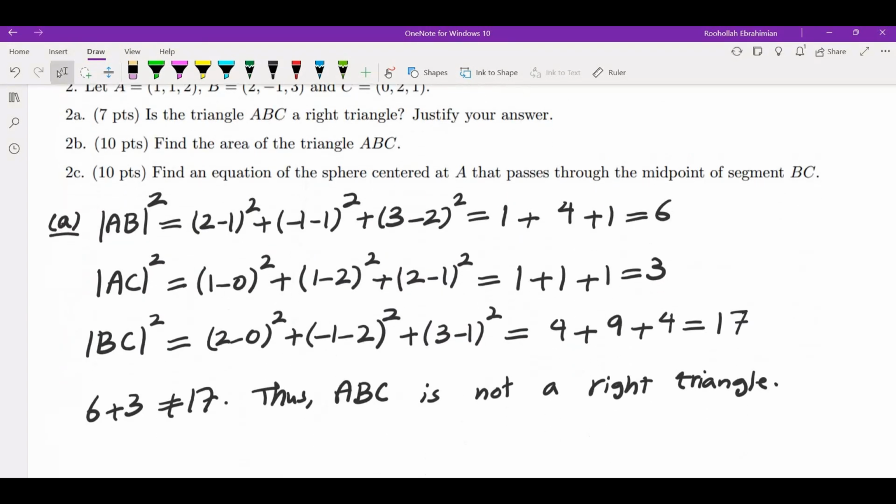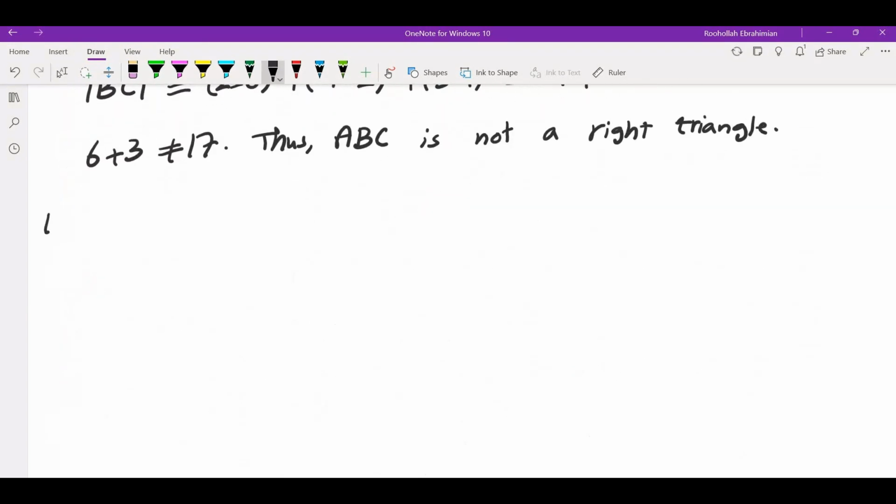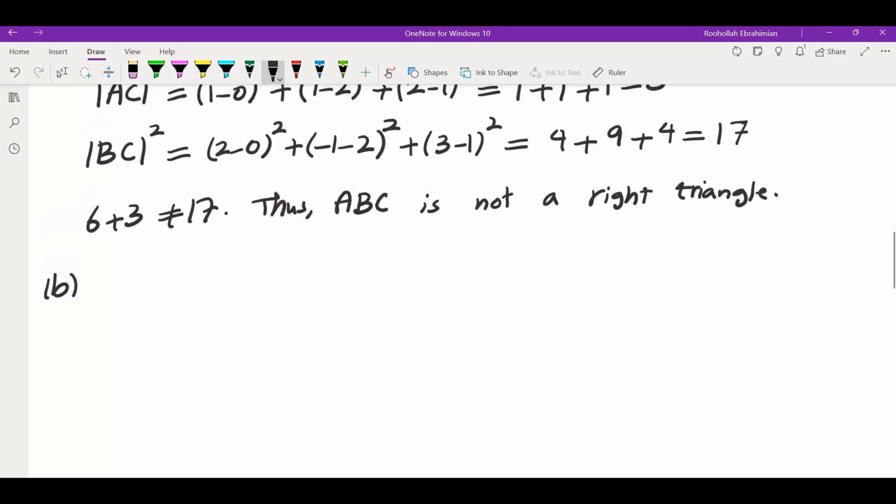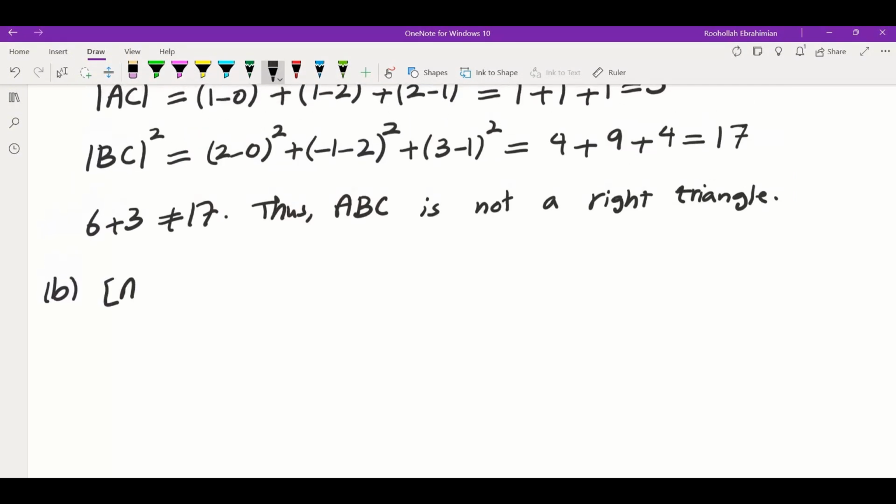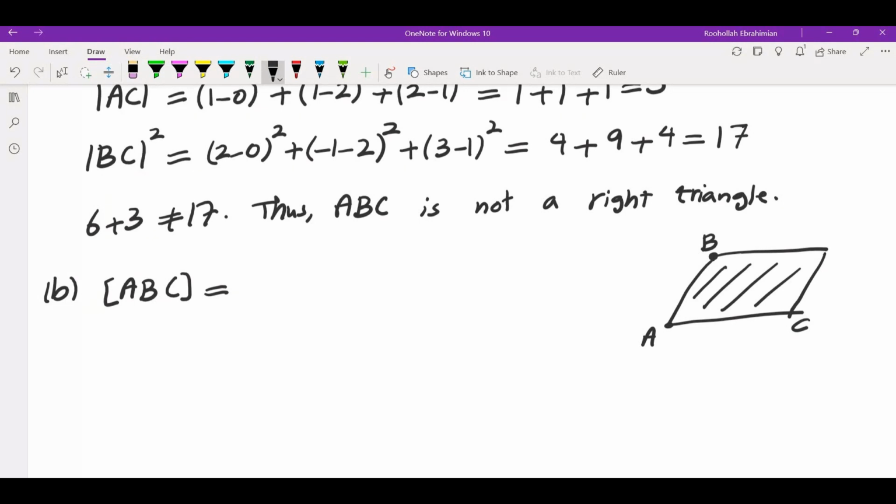Find the area of the triangle ABC. So what's the area of a triangle? If you recall, the area of a parallelogram is the magnitude of the cross product. So if you have 3 points A, B, C, the parallelogram based on this would be the cross product of AB and AC, and the triangle is that divided by 2: the magnitude of the cross product of AB and AC, divided by 2.